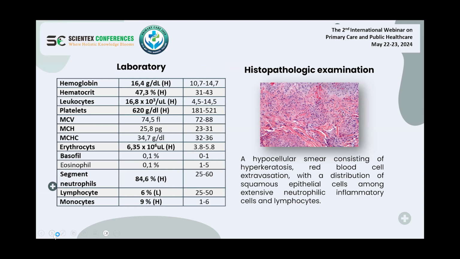Then we also found an increase of leukocytes 16,800, platelets 620,000, neutrophil segment 84.6%, and monocyte 9%, which are due to the inflammatory process and IgA-mediated infiltration in the small blood vessel. And then we continue to the histopathologic examination, which shows hyperkeratosis, red blood cell extravasation with distribution of squamous epithelial cells, along with extensive neutrophilic inflammatory cells and lymphocytes.